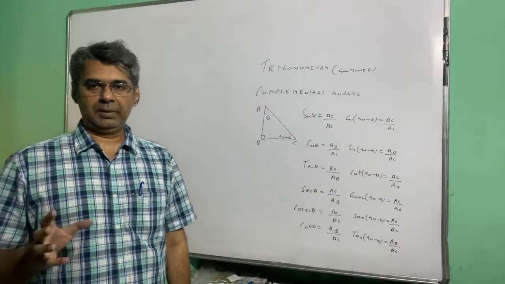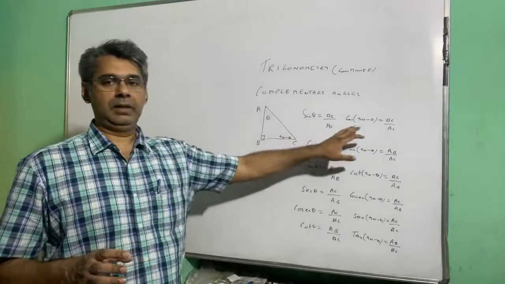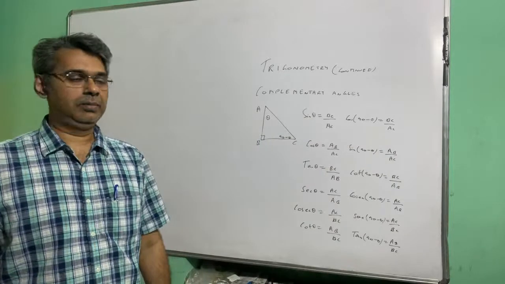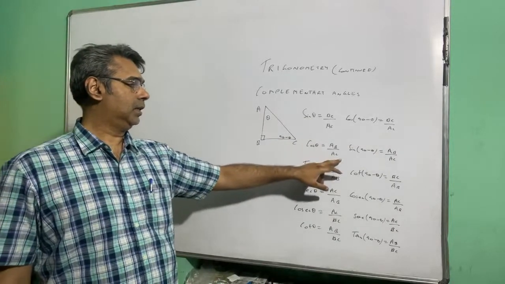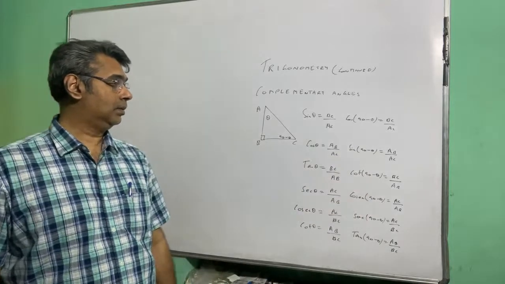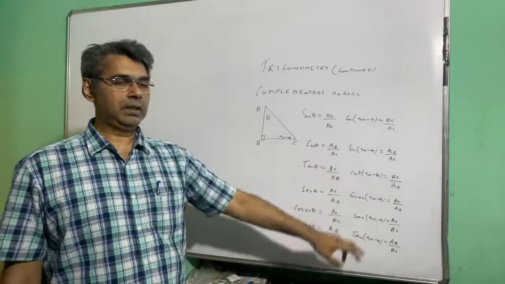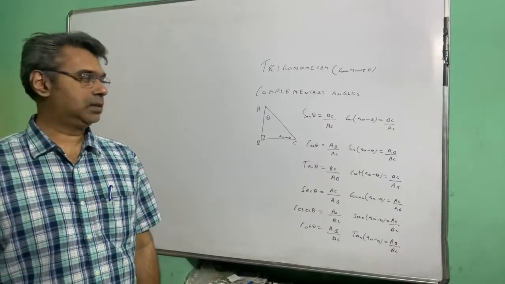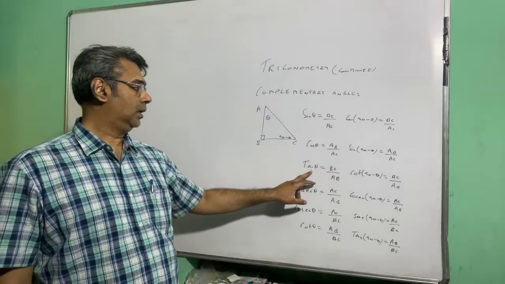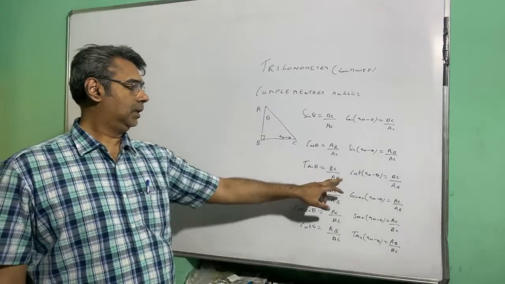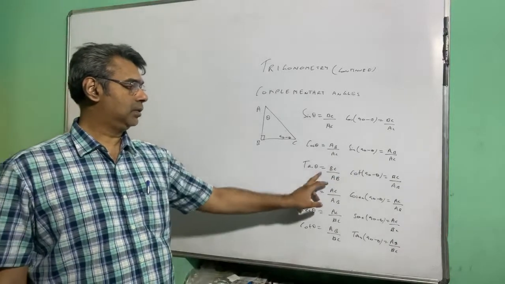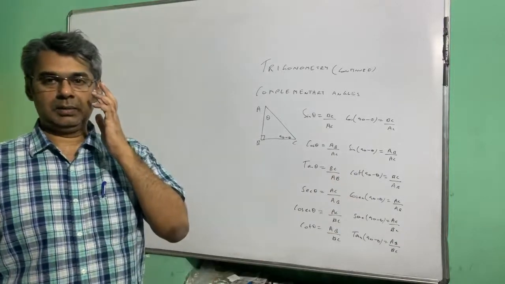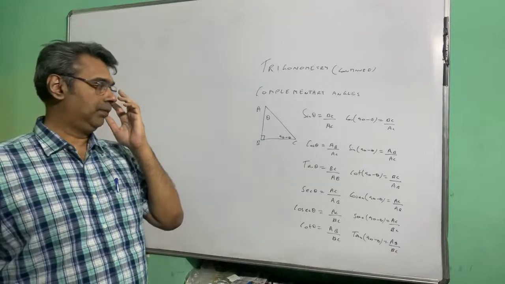So there is a complementary relation. Sine theta and cos 90 minus theta both have the same value. Then cos theta is AB by AC. Sin 90 minus theta is also AB by AC. So they both are the same. Cos theta and sin 90 minus theta both are the same. Then tan theta is BC by AB and cot 90 minus theta is also BC by AB. So tan theta and cot 90 minus theta, they both have the same value.